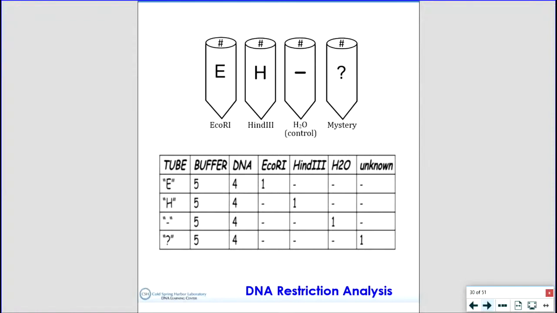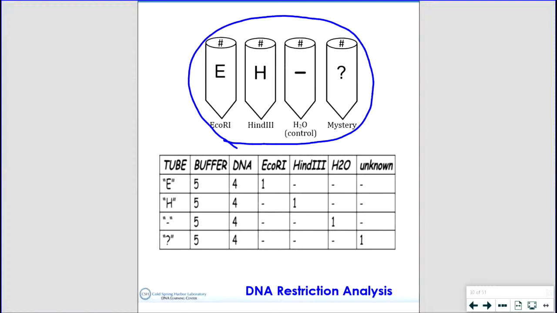Okay, so notice that up on the top of the slide, you'll see all 4 tubes that we just labeled. On the bottom, we have the different tubes, and each row tells you what's going into each of the tubes in microliters. All 4 tubes are going to get buffer, all 4 tubes are going to get DNA, and then each of the tubes is going to get its respective enzyme. The E tube only gets the Eco, the H tube only gets the Hindi, the water only goes into the control, and our mystery enzyme goes into the question mark tube.